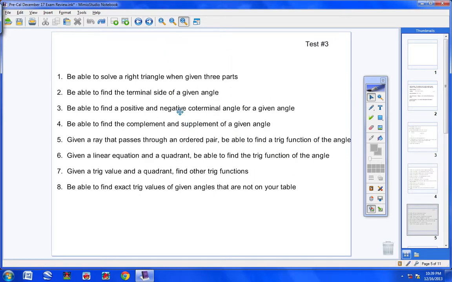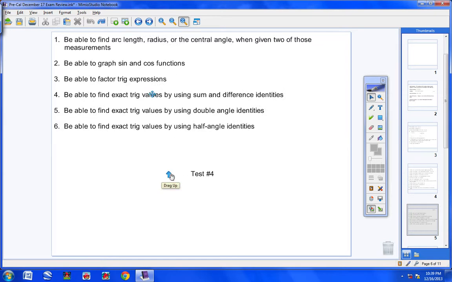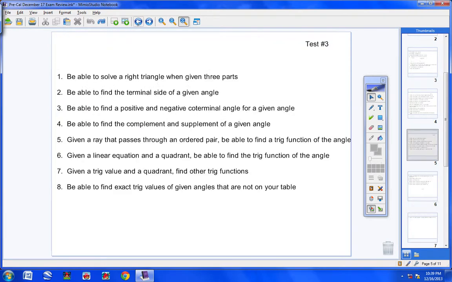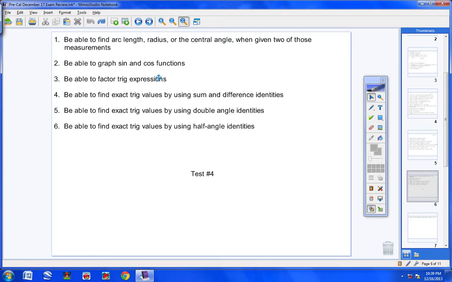Test number 3, we talked about these 8 topics. Make sure you understand how to work problems with those 8 topics. Moving on to number 4, be able to find arc length, radius or central angle, graph sinusoids, factor tree expressions, and know how to use those identities listed.